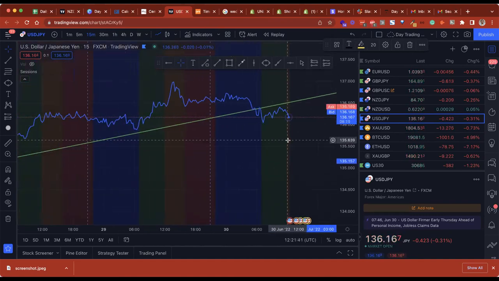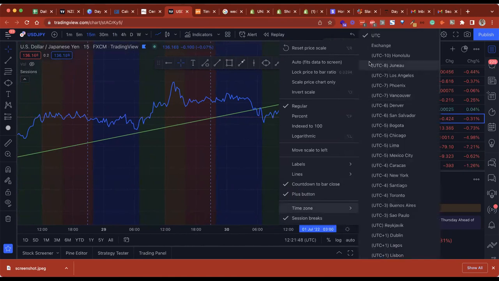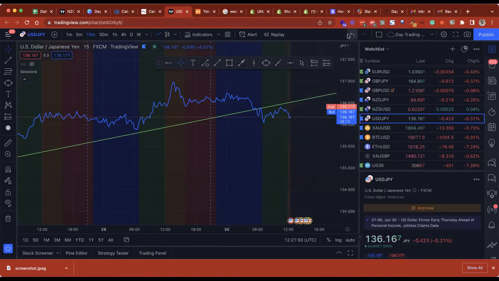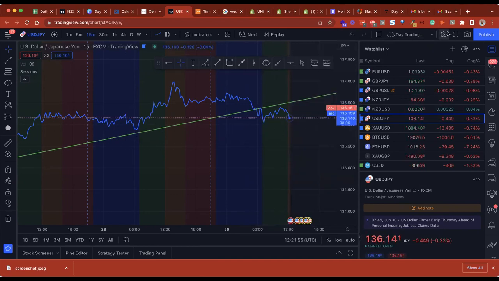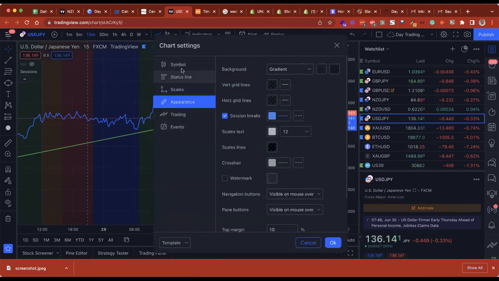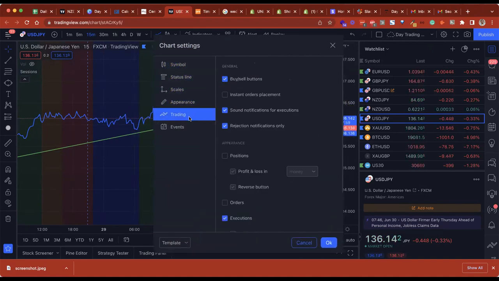I don't know why it's saying it's 12:15. What time zone am I on? Let me see, I think there's a way to change the time zone. Change here. Symbol, status line, and scales. I don't know. We'll get to that soon.